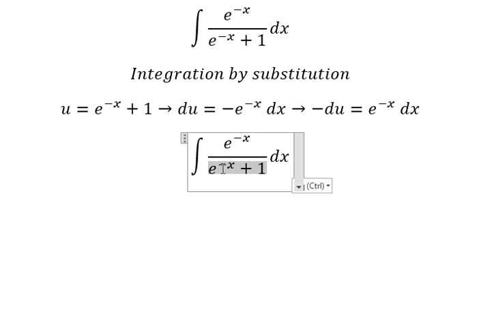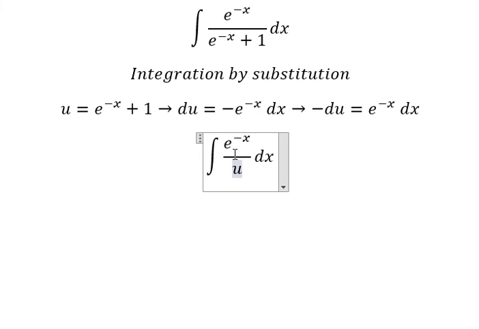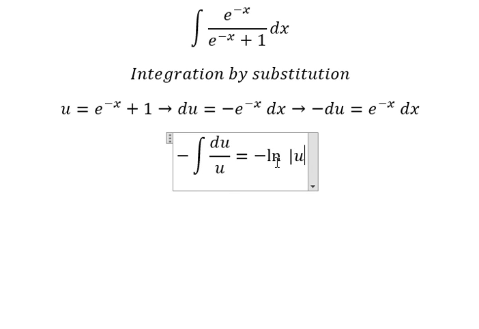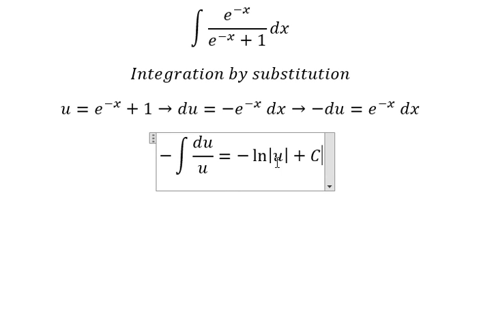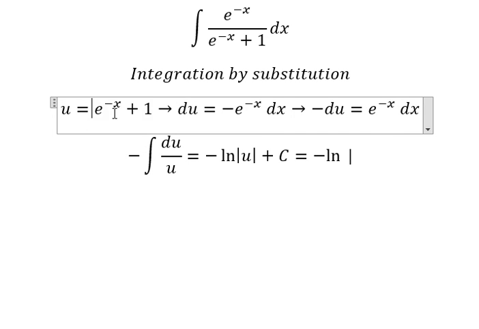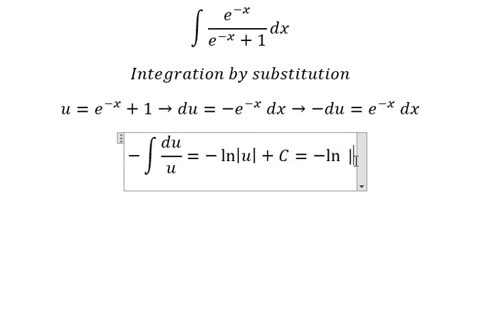So this one will change to u. e to the power of negative s ds will change to negative du. The integration of this one, we have negative ln of the absolute value of u, and I will put c. About u, that is about this one.